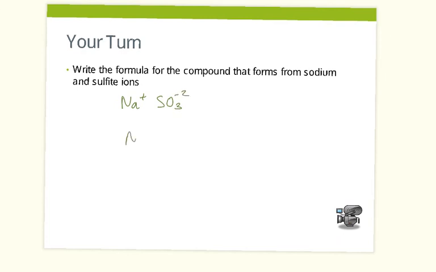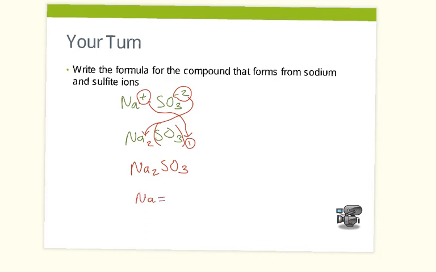Now we want to do our crisscross, and we will bring this down here, and we will bring this down here as 2. But we don't have to put parentheses around the SO3 because this is a 1, so we can write it like so. And we check to make sure that we have simplified it down to the simplest whole number ratio. And this is 2 sodiums for every 1 sulfite, so we are good. We can't simplify it anymore.